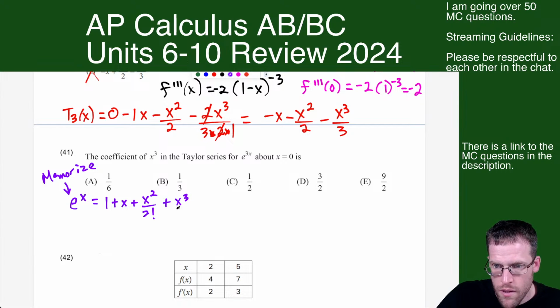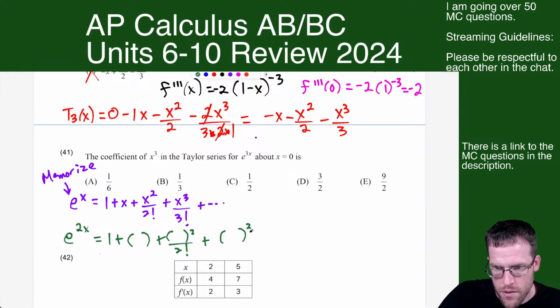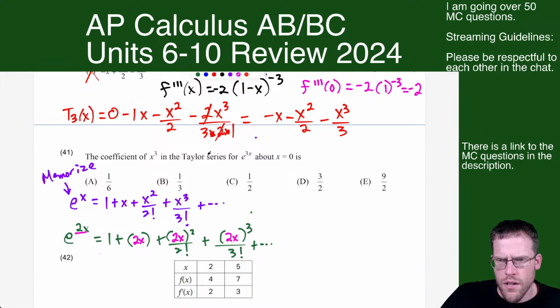Okay, so here is the series. If I plug in 3x for this one here, so let's say I do e to the 3x, all that does is I replace every x with 3x. So I'm going to have this to the third, like this, and now I plug in. Oh, I'm sorry, not 2x, I'm plugging in 3x. So I'm looking for my x to the third term, which is here.